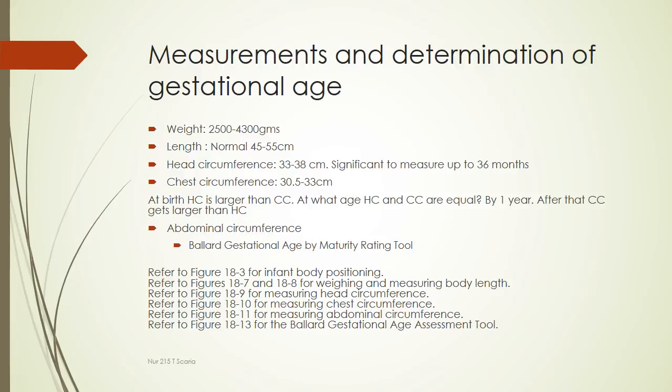Measurements and determination of gestational age. The normal weight is 2500 to 4300 grams. Normal length is 45 to 55 centimeters. Head circumference is 33 to 38 centimeters, and it is significant to measure up to 36 months. It has significance because we can detect congenital hydrocephalus or an acquired one later in infancy or toddlerhood. So serial measurement and careful recording is very, very important.